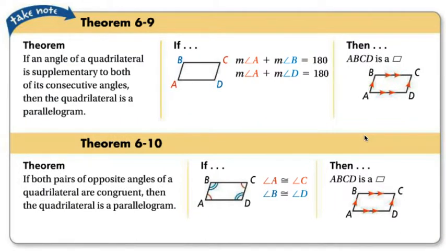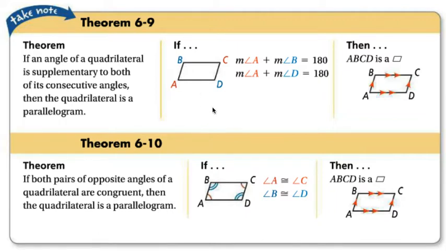Two more theorems for you. If an angle of a quadrilateral is supplementary to both of its consecutive angles, then it's a parallelogram. So for instance, if we have the angle A down here, and A plus B is 180, but A plus D is also 180, then that's enough to say it's a parallelogram. Both pairs of consecutive angles must be supplementary.